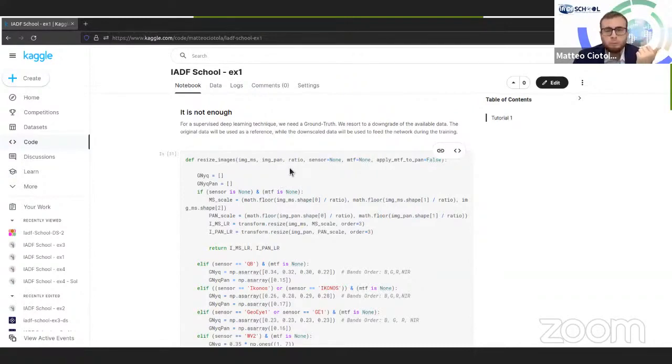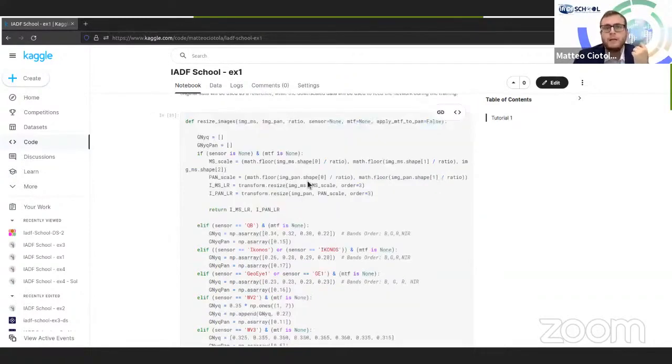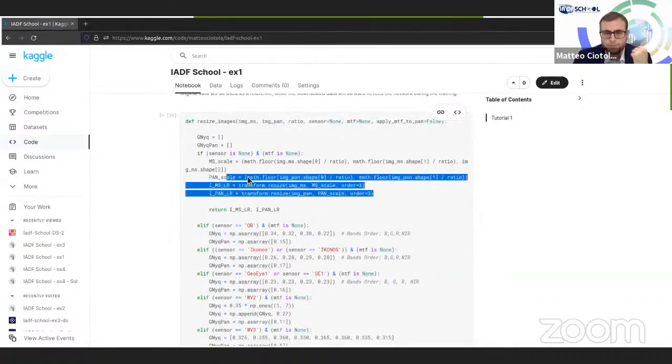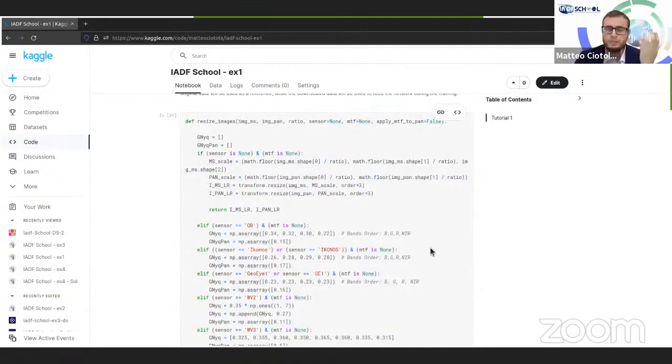The first and simplest one is downsampling the data with a bicubic interpolator. I do not recommend it because it may introduce some spectral aberrations into the downgraded version of our images. A better solution could be a low-pass filtering plus a decimation with the nearest neighbor interpolator. The low-pass filter should match the modulation transfer function as much as possible.